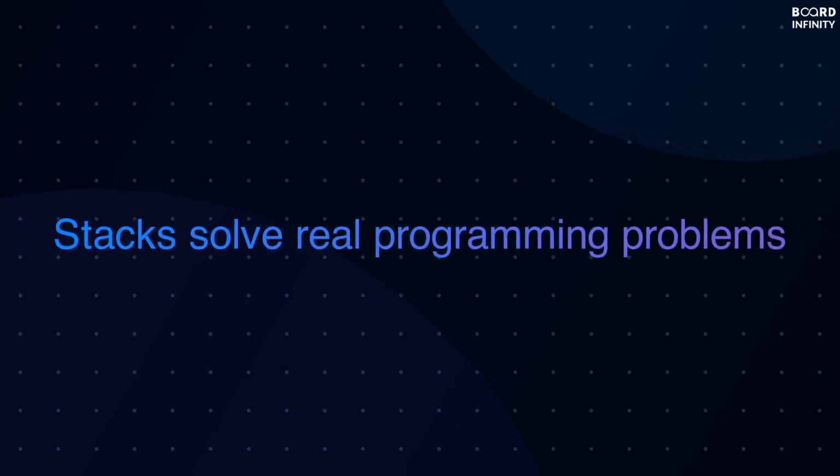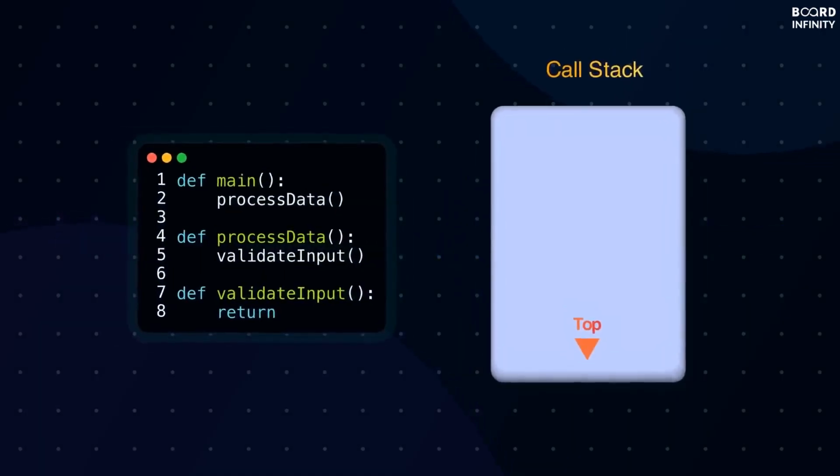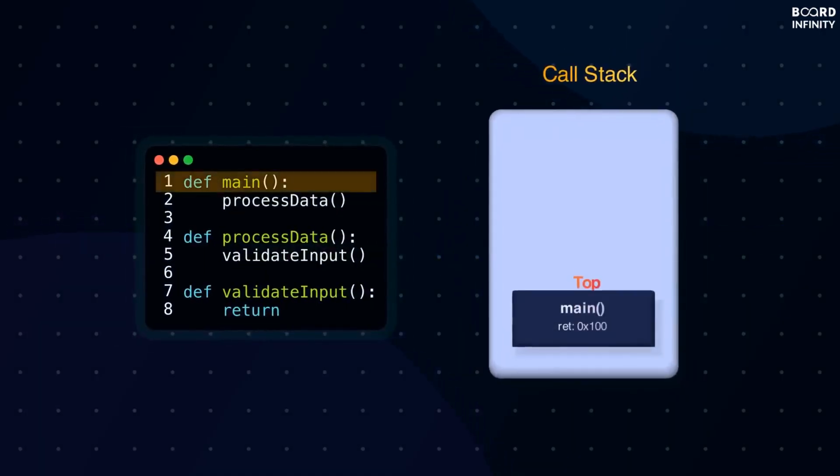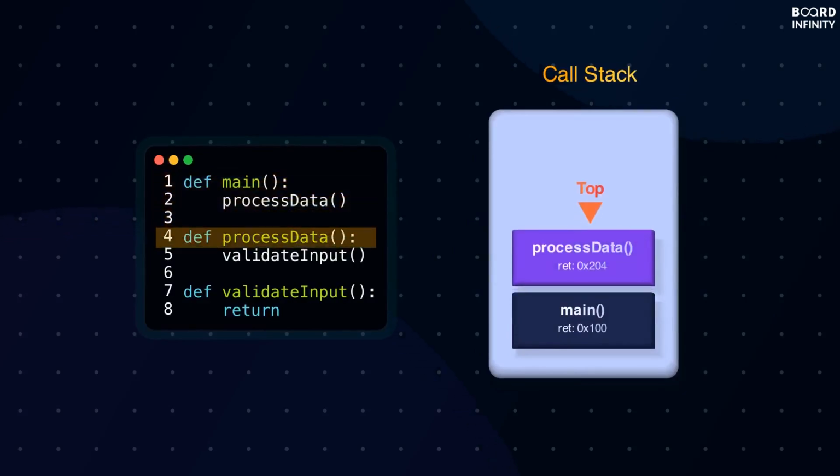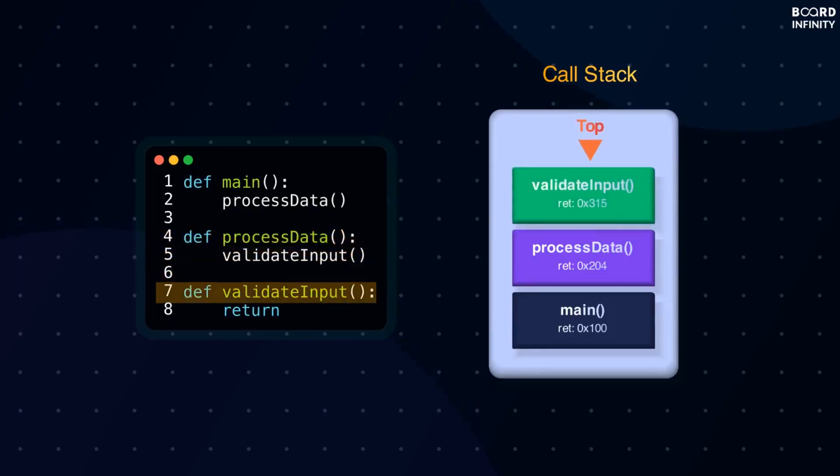Stacks solve real programming problems every single day. When you call a function in code, the system pushes a new frame onto the call stack. Each frame represents an active function holding its local variables and the return address, indicating where execution should resume once that function completes. This sequential stacking demonstrates the call order, with the most recently called function always at the top.